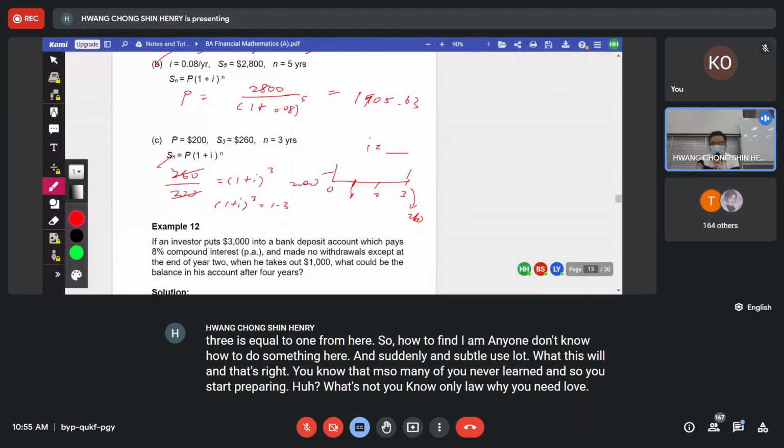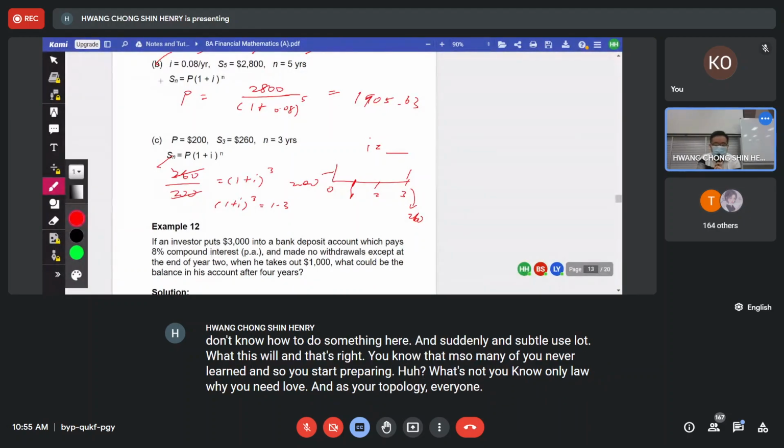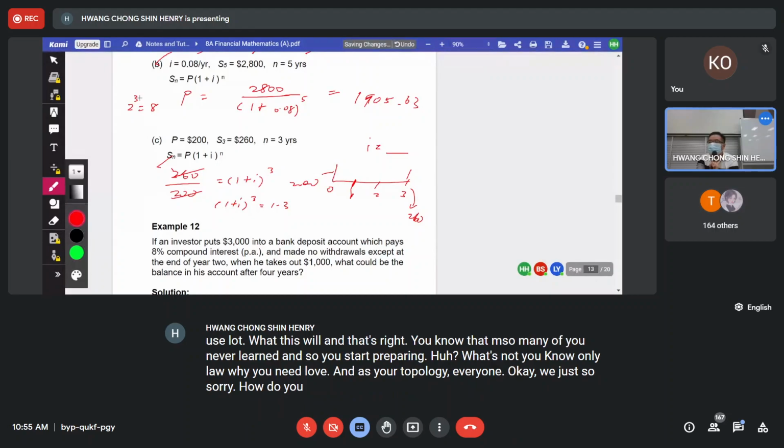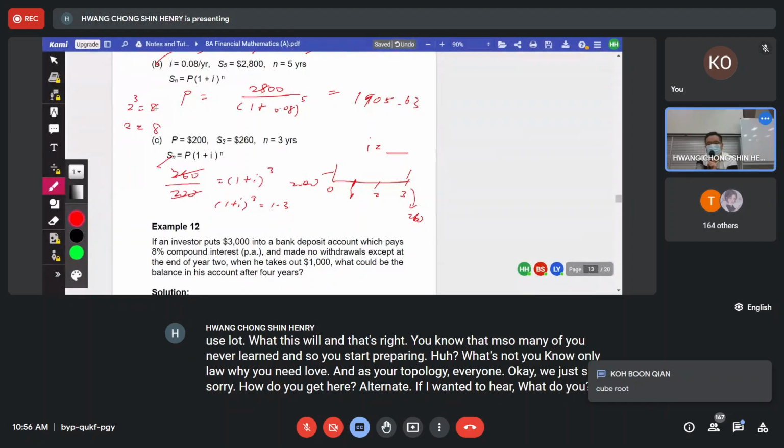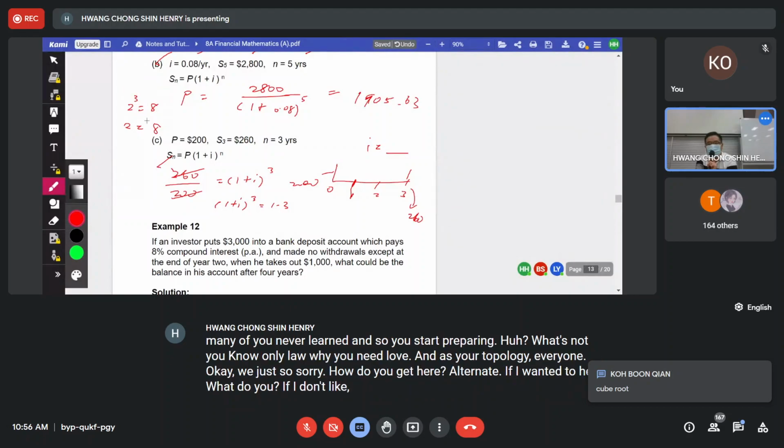I ask you, 2 power 3, everyone. Can we do some mathematics here? 2 power 3 equal to 8. How do you get 3 here? 2 power 3 is 2 times 2 times 2, 8, right? If I don't want the 3 here, what do you do with the 8? Power what? 1 over 3 now.